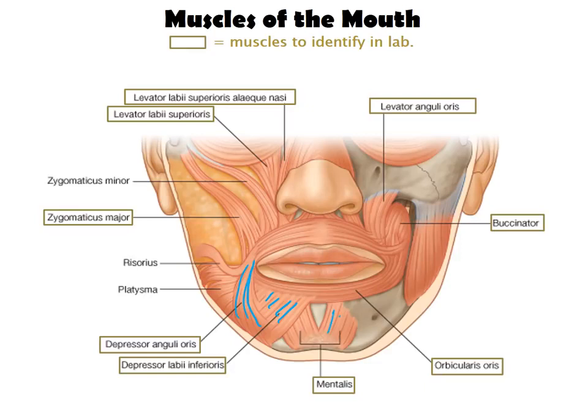The mentalis muscle overlies the chin. It is responsible for both raising and protruding the lower lip. Due to its action, it is colloquially known as the pouting muscle.